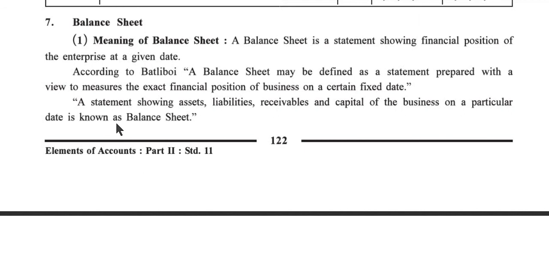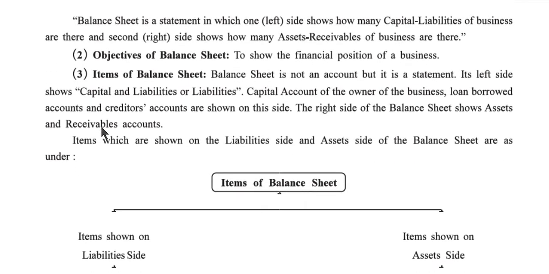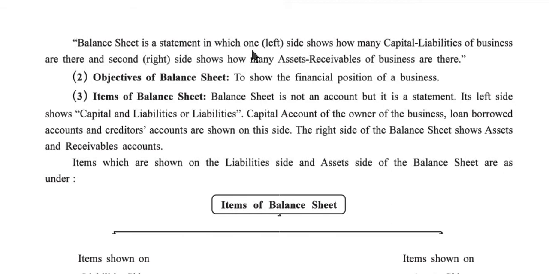Balance sheet means all the assets, all the liabilities, all the receivables, and capital. So in one statement on a particular date, it is known as a balance sheet. Now, the third definition is that a balance sheet is a statement in which the left side shows how much capital and liability a business has, and the right side shows how many assets and receivables a business has. There are two sides, left side and right side. On the left side we write the capital and liability, and on the right side we write the assets and receivables.